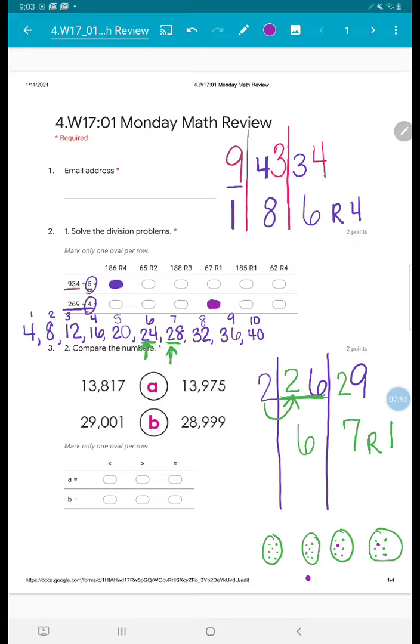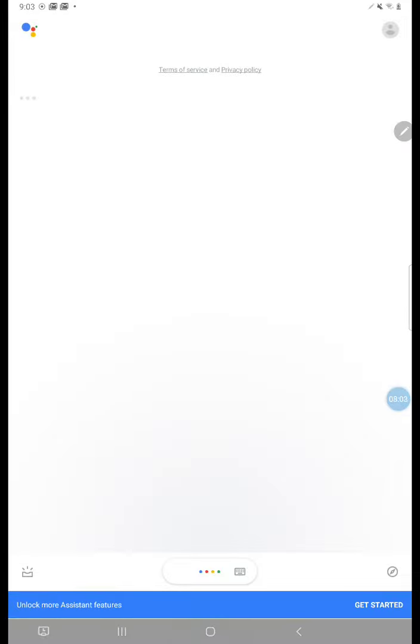We're comparing the numbers. In A, we have 13,817 and 13,975. So to compare numbers, I always start with my largest place value.